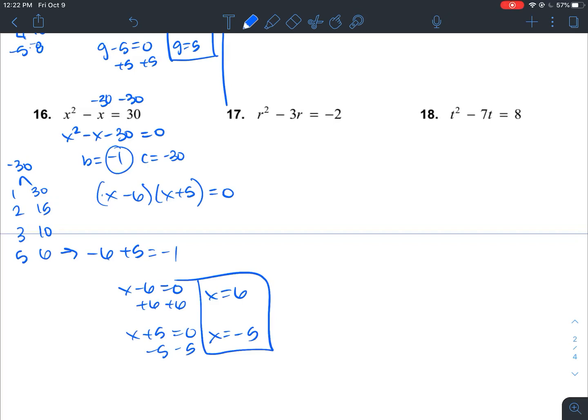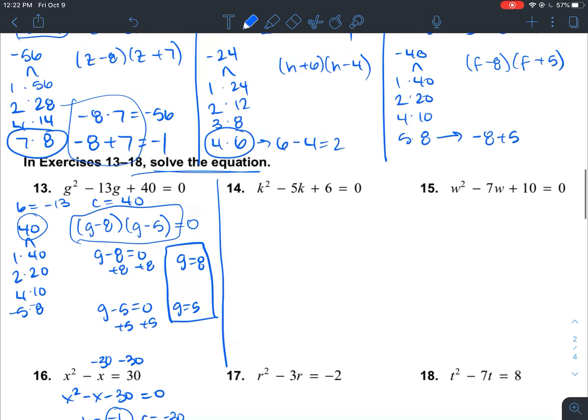Okay, so that should just about do it. You can feel free to do these problems here, but that's what you should expect to see on your homework, just a bunch of factoring.